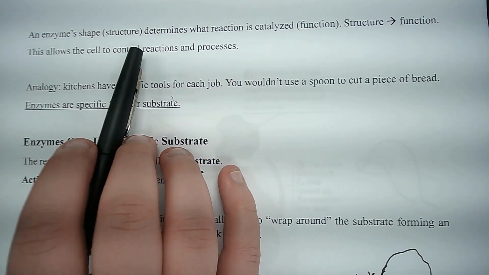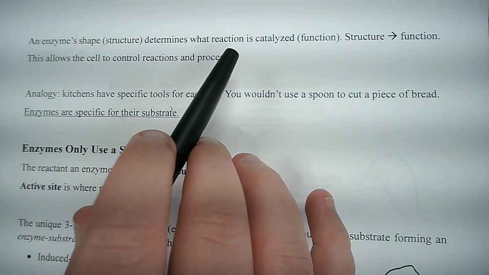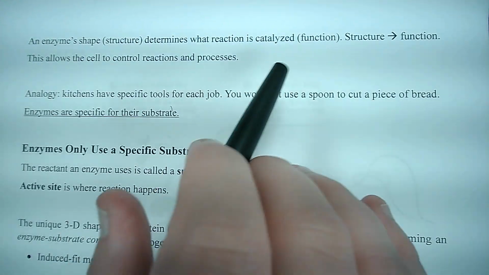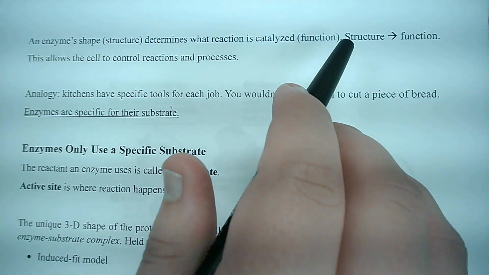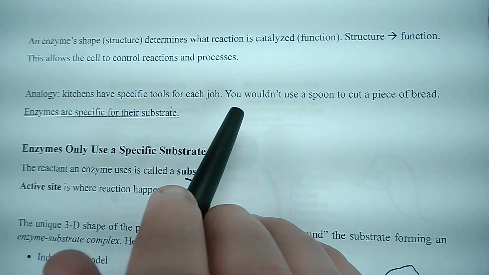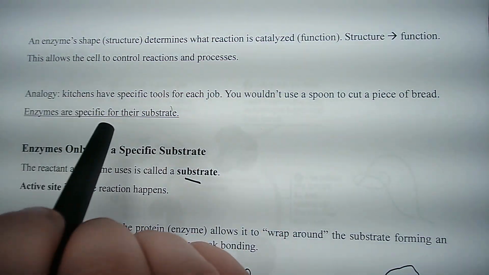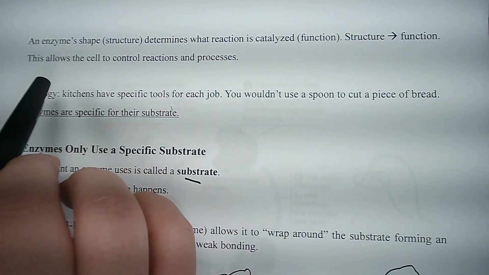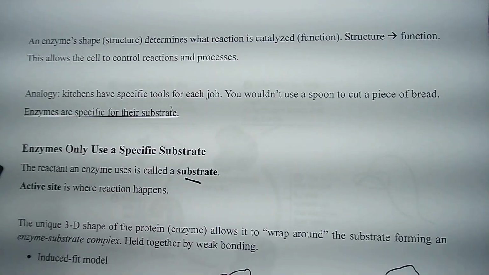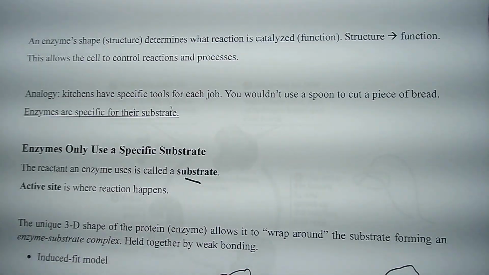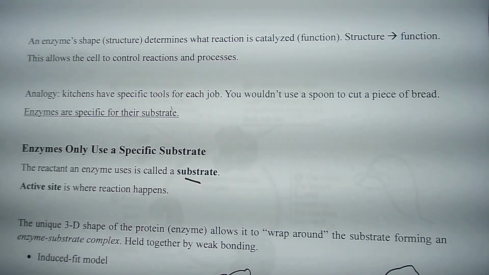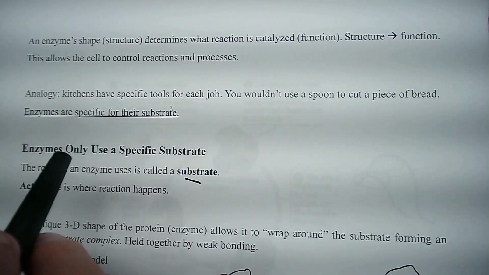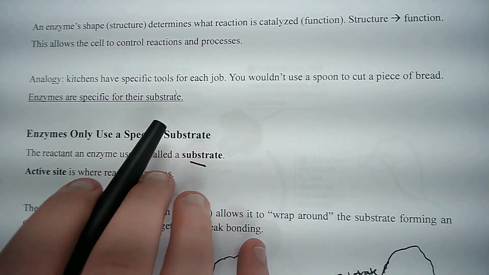An enzyme's shape or structure determines what reaction it catalyzes, or the function. So the point is, just like in many things in biology, the structure determines the function. So the structure of the enzyme determines what reaction it catalyzes. And this allows the cell to control specific reactions and processes. We can't just have a million different reactions going on in the cell at one time. That would be chaos and lead to death.